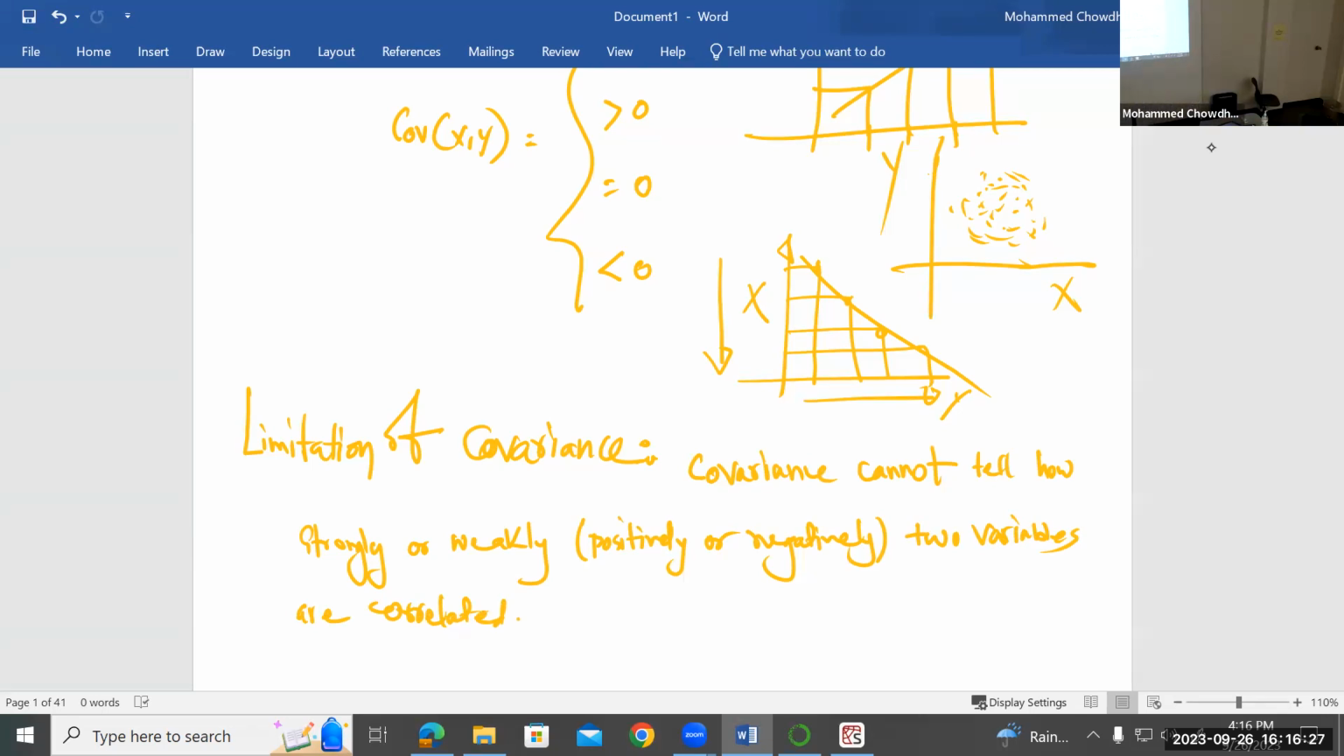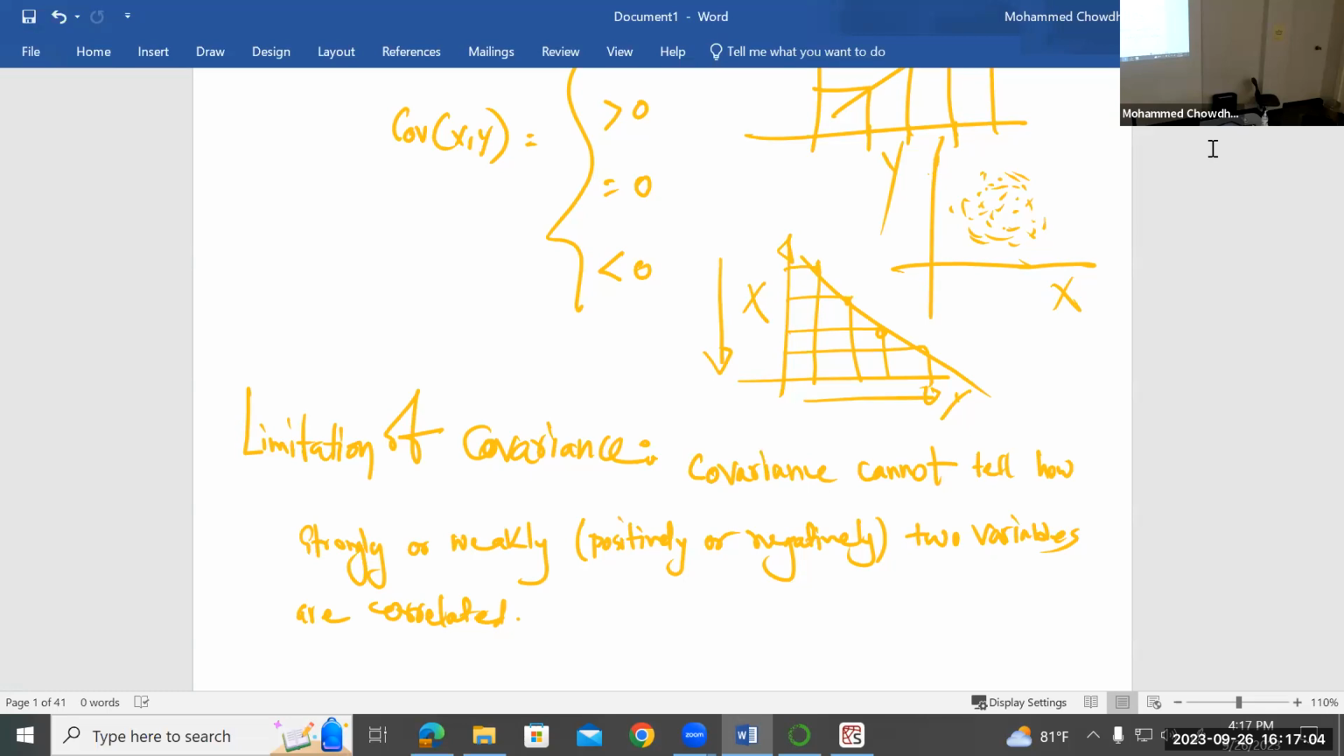Covariance can only tell you two variables are positively correlated, two variables are negatively correlated, but it can never tell you how strongly positively. Understand? How strongly positively, how strongly negatively, or loosely positively, loosely negatively. You understand the word, right? Strongly positively means 1 unit increase, 1 unit increase, 2 unit increase, 2 unit increase. Very strongly, perfectly correlated. Understand? So that thing we cannot say.